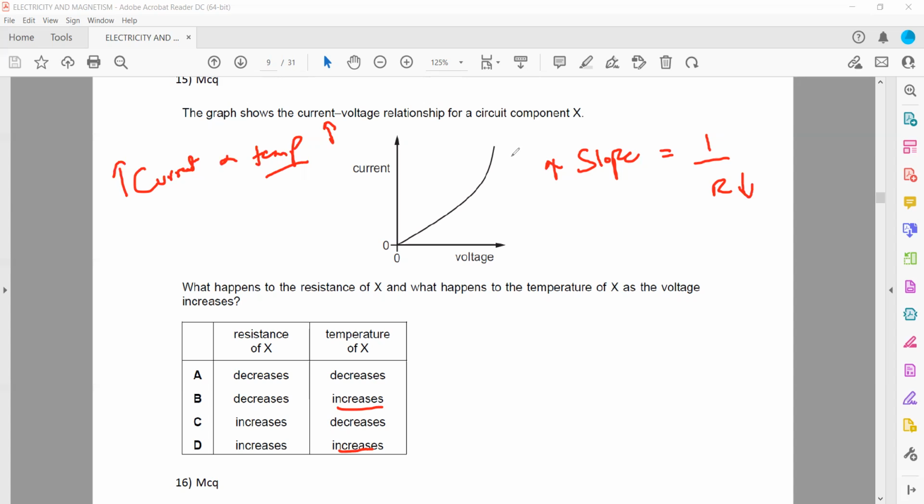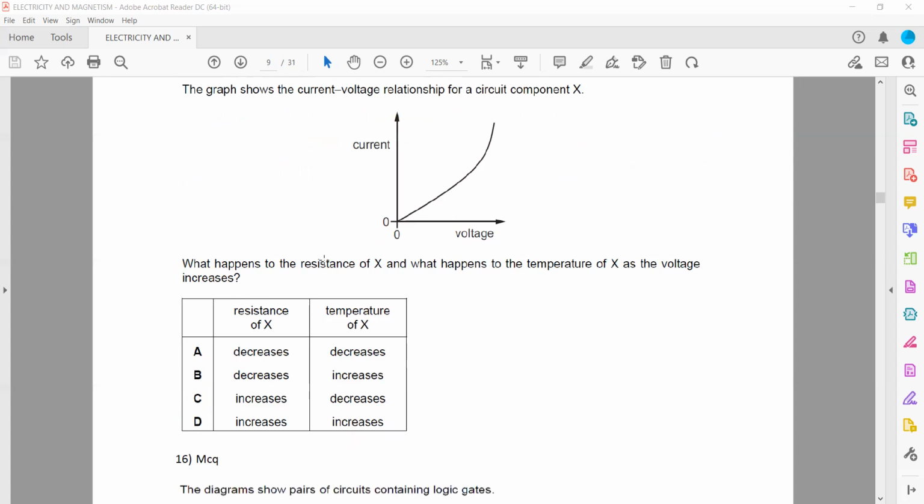Then what about the resistance? Because in the current and voltage graph, the slope represents the resistance. So as the slope is increasing, the resistance is decreasing. So it matches with option B. So actually this component is a thermistor, for which when we increase the temperature, the resistance decreases.